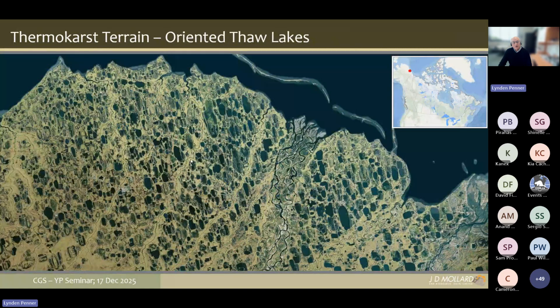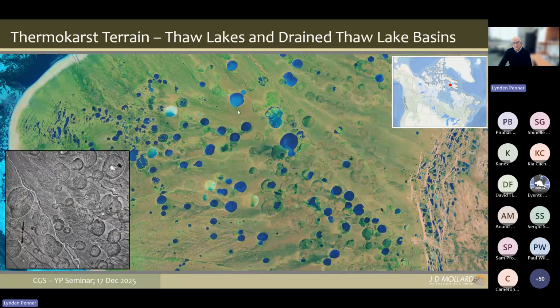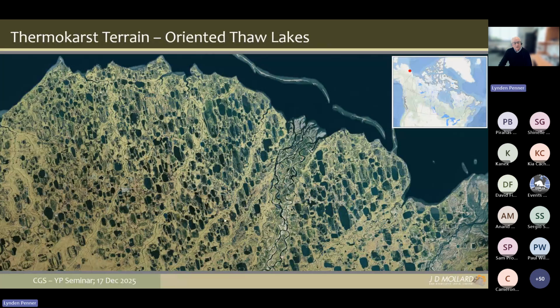Oriented thaw lakes, so that's another variety of thaw lakes, where there's a persistent wind direction that promotes thawing of the permafrost in a preferential direction aligned parallel to that prevailing wind direction. And so you see these long, narrow thaw lakes as opposed to these very nice round lakes elsewhere. But still, thaw lakes, a very dense concentration of them here.